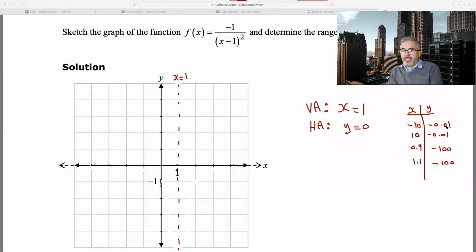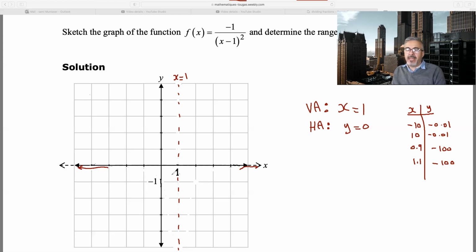So when I did the calculations, these are the numbers that I got. It doesn't mean you have to plot these number for number, like 0.01 is very minute. But what it's telling you is, as you move further this way, you're getting close to the x-axis from the bottom. Negative 10 gives you negative 0.01, so you're getting close to the x-axis from the bottom. And 10 also gives you negative 0.01, so you're also getting close to the x-axis from the bottom here as well.